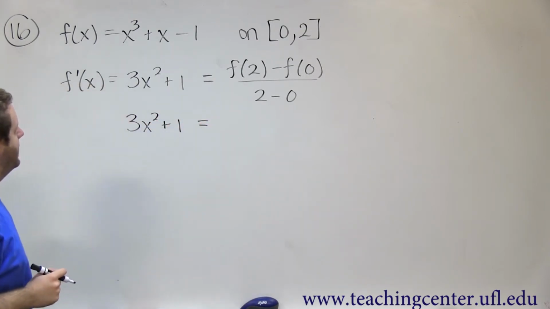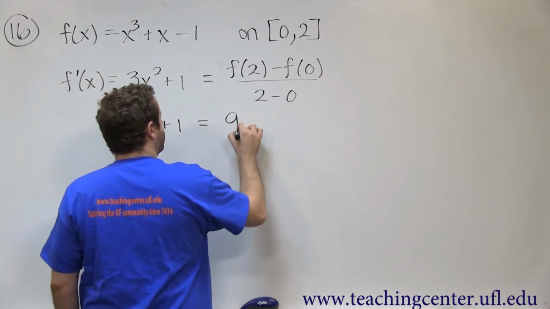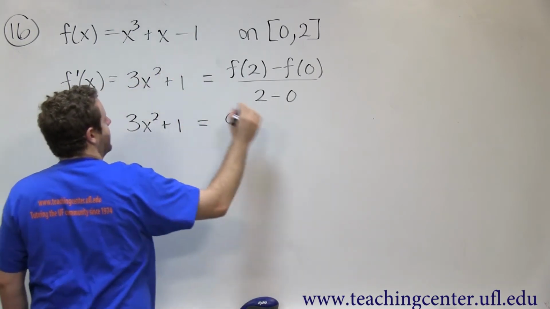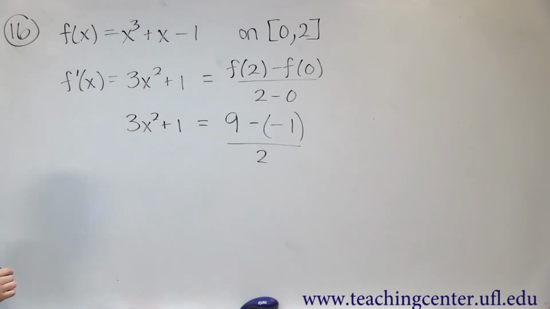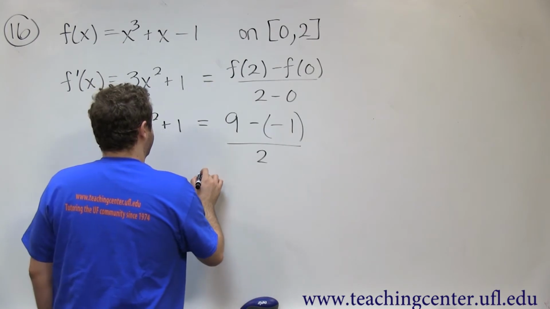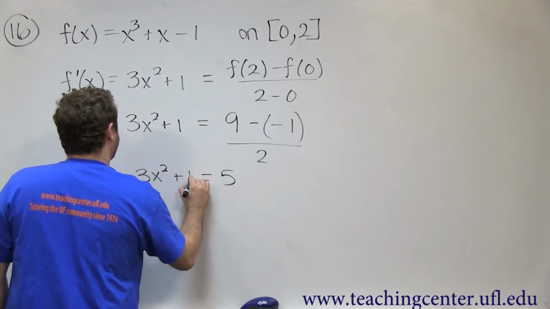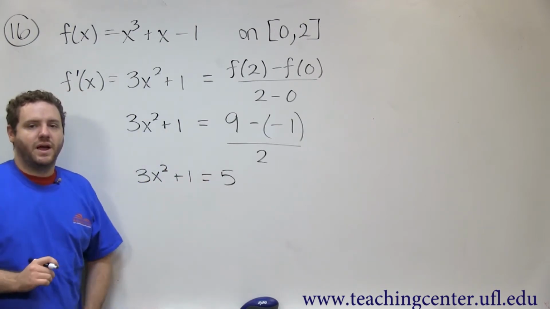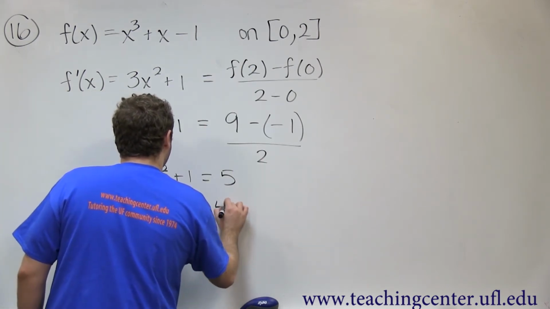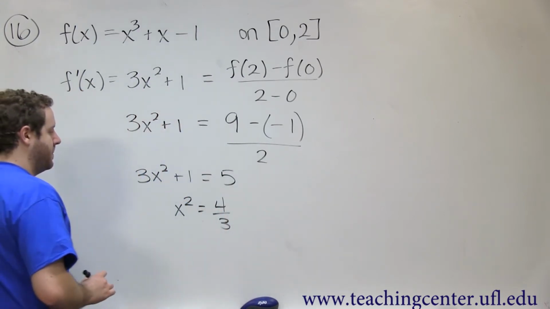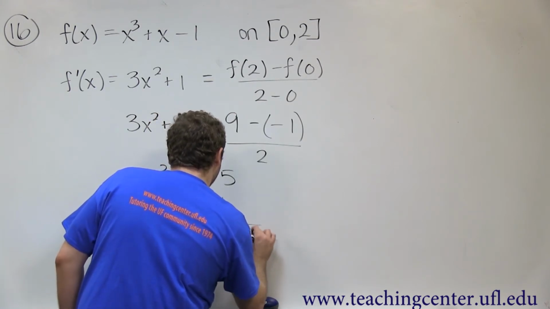So let's plug those in and see what we get. So 3x squared plus 1 then is equal to, if we plug in 2, we would get 8 plus 2 minus 1, so we get 9. If we plug in 0, we get negative 1. And that's all over 2. So you can see there we end up getting 10 over 2, which is 5. So we get that 3x squared plus 1 has to equal 5, and now we can solve for x. So we could subtract 1 over and divide by 3, so we get that x squared is equal to 4/3. Therefore, x is equal to plus or minus the square root of 4/3, which I'll just leave like that for now.